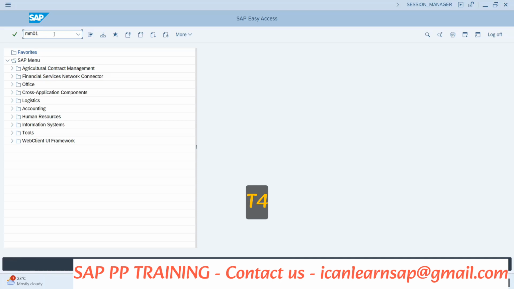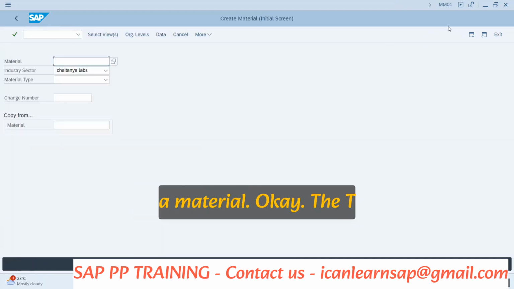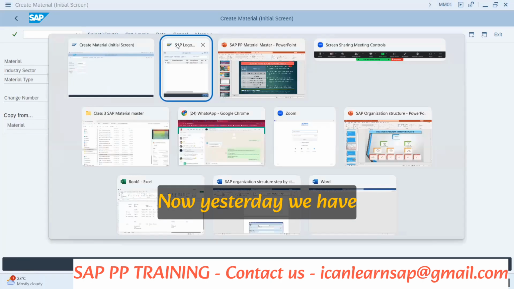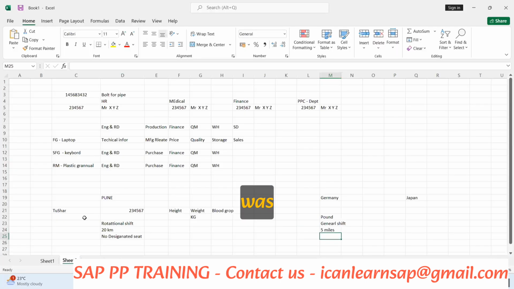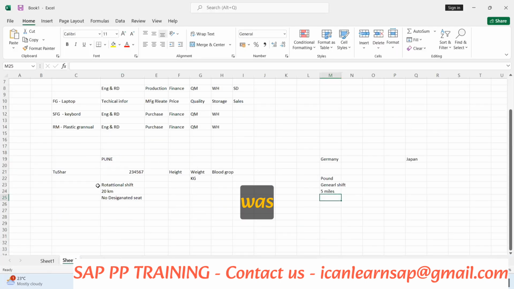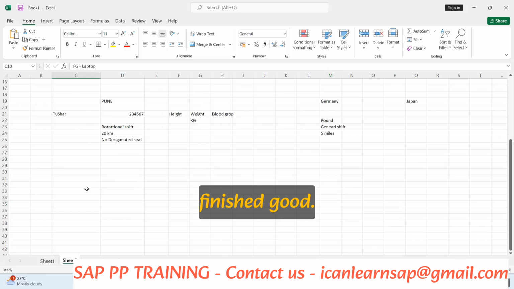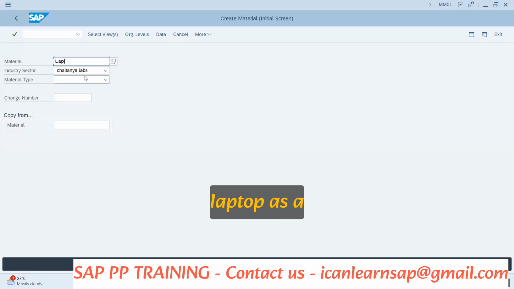MM01 is a T code by which we can create a material. Now, yesterday we have decided on the material name. It was laptop, right? The laptop was our finished good. So let us create laptop as a material.